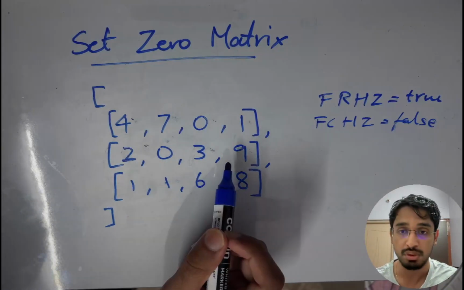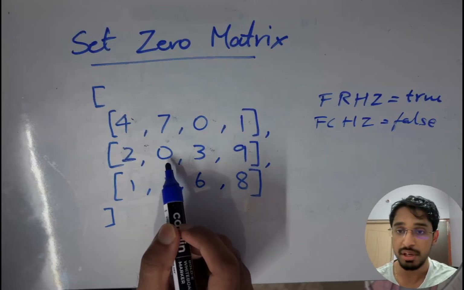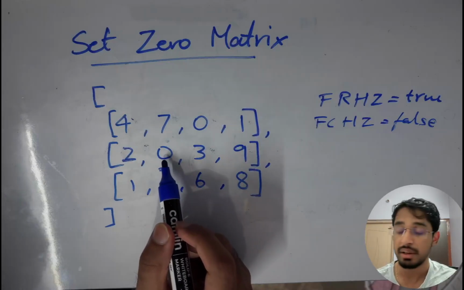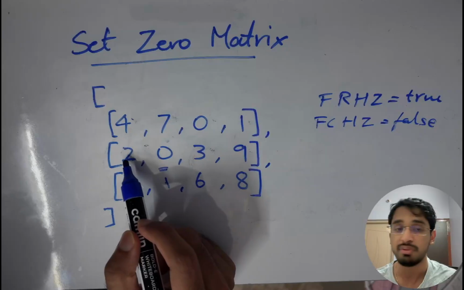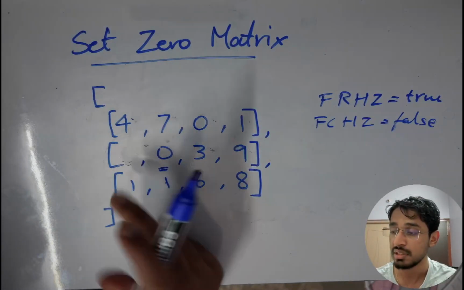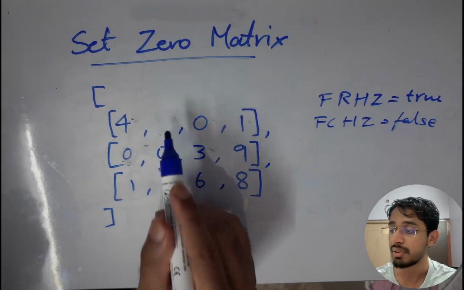So starting from the first index of the row and the column, we immediately found that there is a 0 over here. So now we need to mark the row and the column as zeros. We can just go to the left. We found that there is a 2 over here, so we just replace this with a 0, and then also for the column. We replace the 7 with a 0.